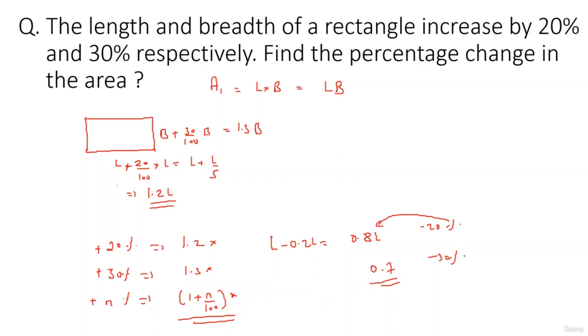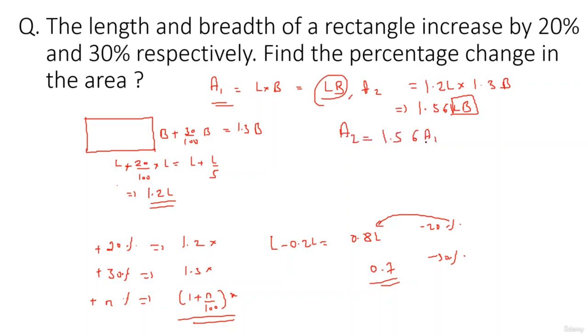Okay, let's calculate the new area. I will call it A2. A2 will be the new length, 1.2 L, multiplied by the new breadth, 1.3 B. When you multiply them, you will get 1.56 LB. But what was LB, guys? LB was equal to the initial area we found, A1, right? So basically A2 is nothing but 1.56 times A1, right?